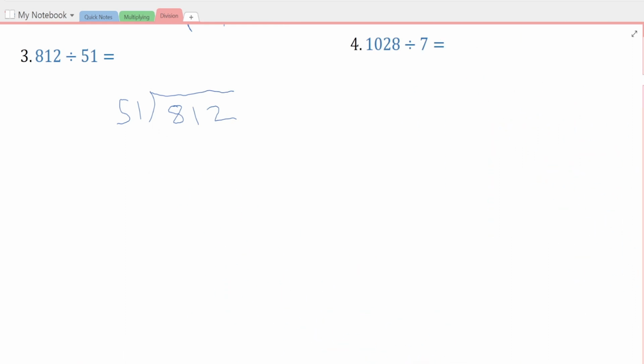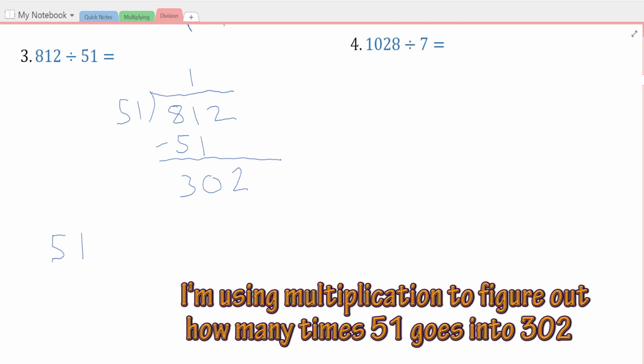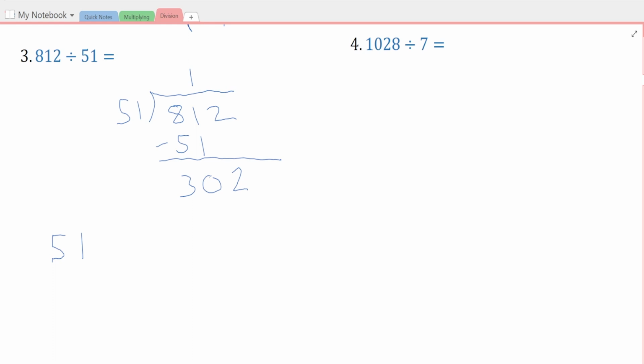812 divided by 51. 51 goes into 81 one time. 1 times 51 is equal to 51. You subtract. Okay, so now we've got to figure out how many times 51 goes into 302. I know 4 times 51 is equal to 204. So I'm going to try 5. Multiplication, 5 times 1 equals 5. 5 times 5 is equal to 25. All right, I'm going to try the next number up. I'm trying to get as close as I can to 302 without going over 302.